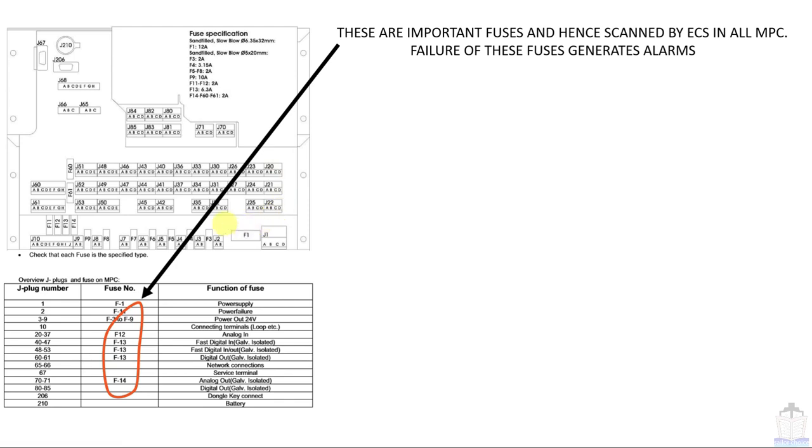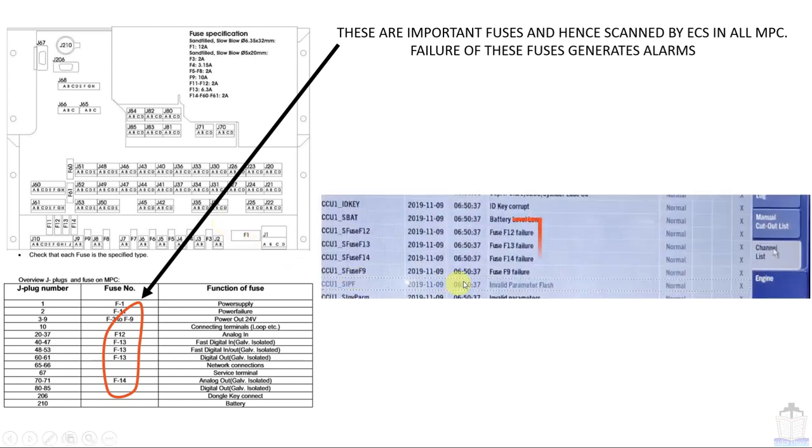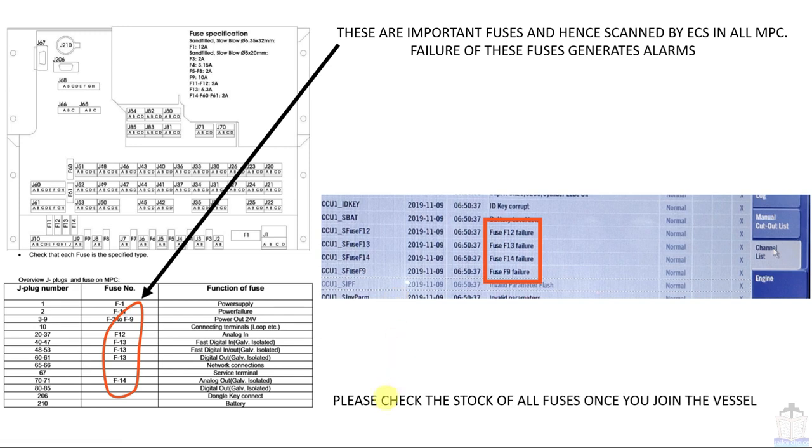Now we can see it with the example. Here you can see this is the CC1, fuse 12 failure, it will generate alarm, fuse 13, fuse 14 and fuse 9. So please check the stock of all fuses once you join the vessel. That means all these fuses must be in stock on the ship because all fuses are very important.